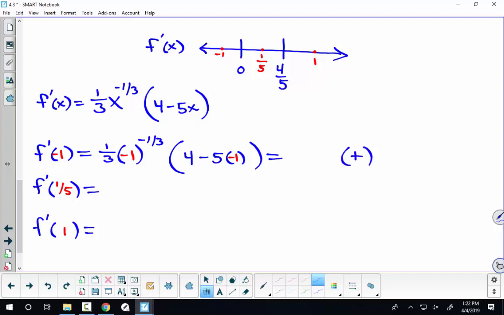Is this factor positive or negative? Negative. -1 to the -1/3 is, remember, that's -1 on the bottom, cube root of -1. -1 times 1/3 is negative. So we have a negative times a positive, which is a negative. Again, we don't care about the number itself, we just want to know the sign, because all we're after is where the first derivative is positive and negative. So over here, it's negative. F prime of 1/5, does anyone have that yet?